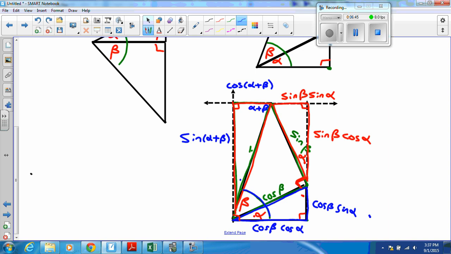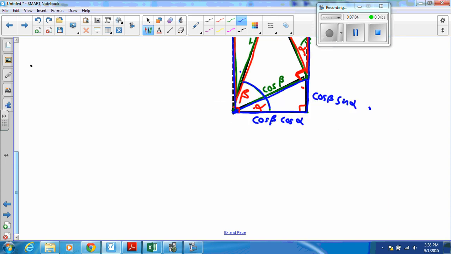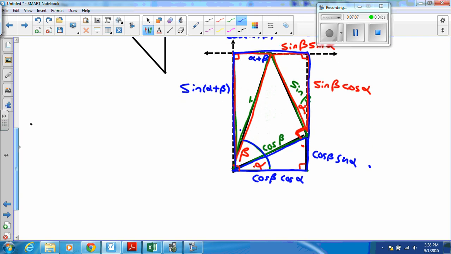Well, the game is won because we have in our diagram the expressions that we're looking for, sine of alpha plus beta and cosine of alpha plus beta. So let's immediately use the fact that we have a nice big rectangle to write expressions for those sides. First of all, we can immediately say that sine of alpha plus beta on the left is equal to the right side, which is sine beta cosine alpha plus cosine beta sine alpha.